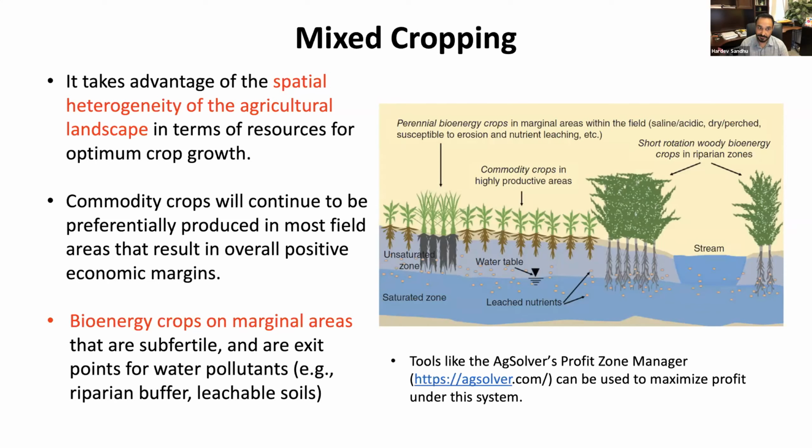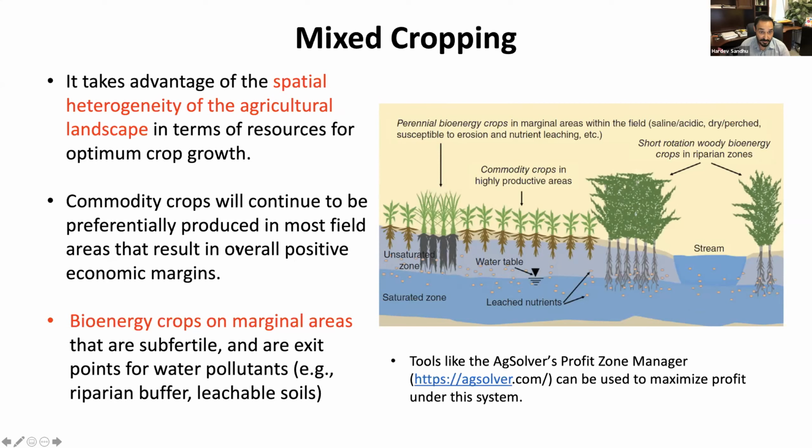So we identify the marginal areas within the field, and we can grow bioenergy crops, or perennial bioenergy crops, in these areas. Similarly, we can also grow these crops near the water stream or near the water outlet from the field so that they can take up the excess nutrients from the groundwater before it goes to the stream.